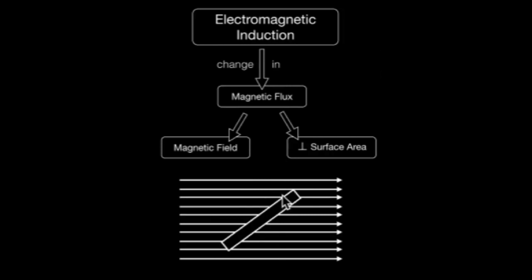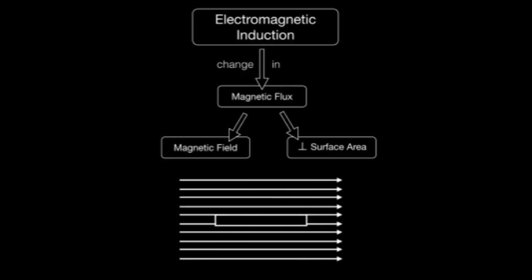It is not perpendicular, so we can use a little bit of trigonometry to figure out that component of that magnetic field that is actually perpendicular to the surface area. But did it change between those rotations? Yes. And so was there electromagnetic induction? Yes. And so there would be current as well.